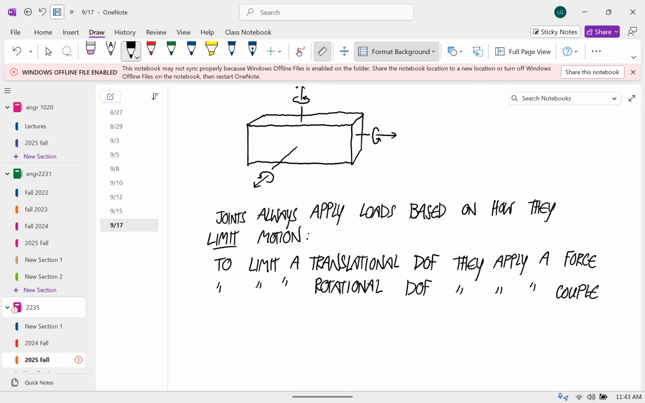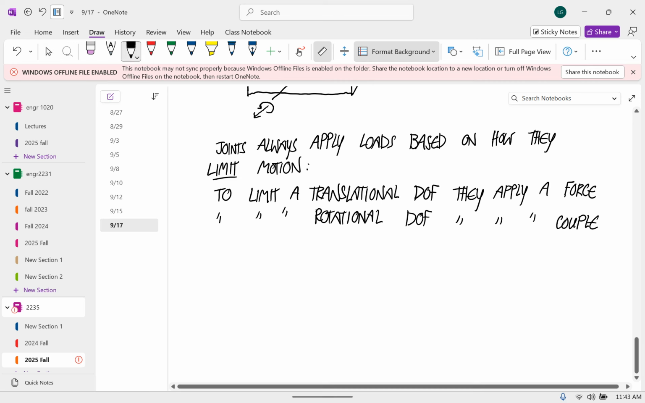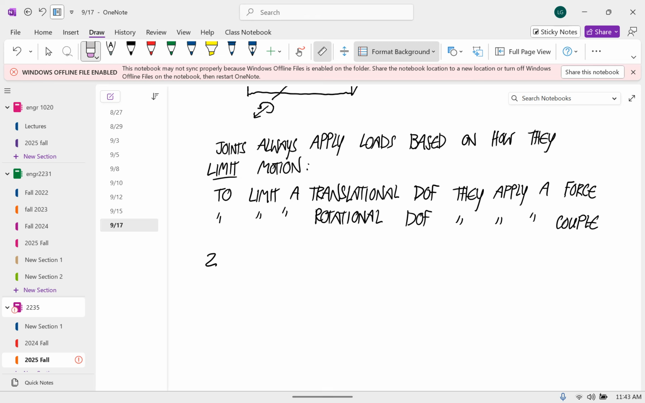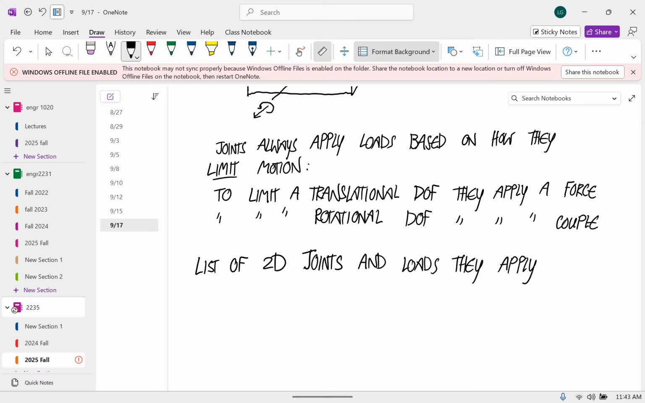Okay, so we're going to do 2D and 3D joints separately. So I'm going through a list of 2D joints and the loads they apply. And in a couple days, I'll do this for 3D joints also.